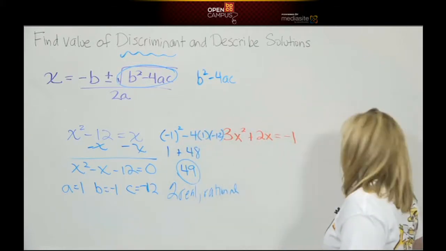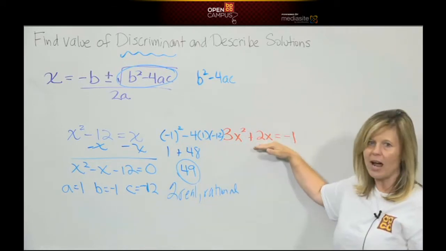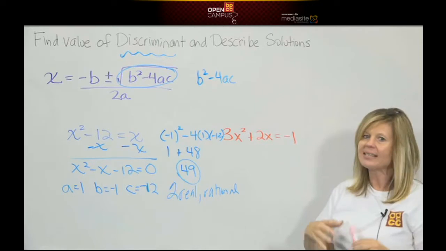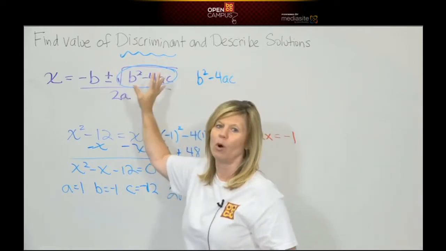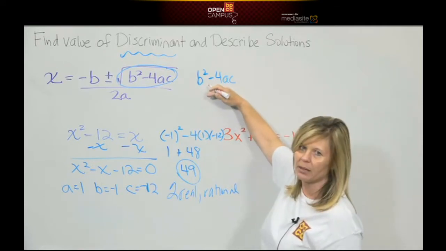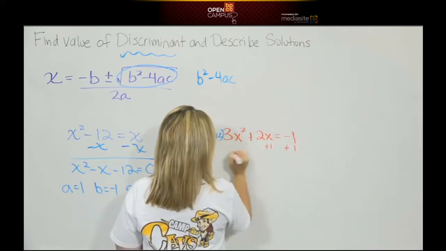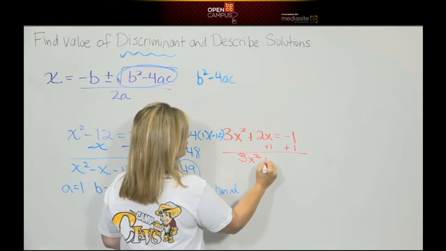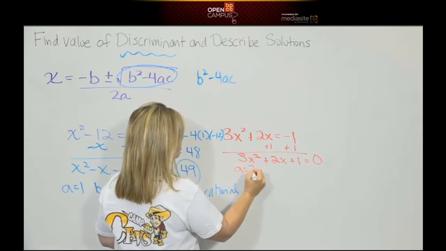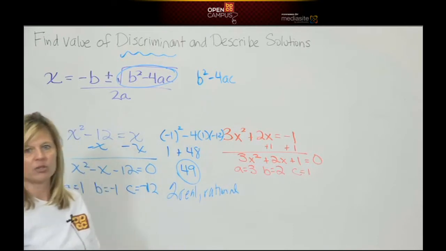Let's try another one. I have 3x squared plus 2x equals negative 1. It's quadratic. The question wants to know the value of the discriminant and describe the solution. So I'm not saying solve. I'm not saying work out the whole formula. So the first thing I want to do is, in order for me to find the value of the discriminant, I need to know what a, b, and c are. So I'm going to set this equation equal to 0. I'm going to add 1. So I have 3x squared plus 2x plus 1 equals 0. My a is 3. My b is 2. My c is 1. Everybody's clear with that?